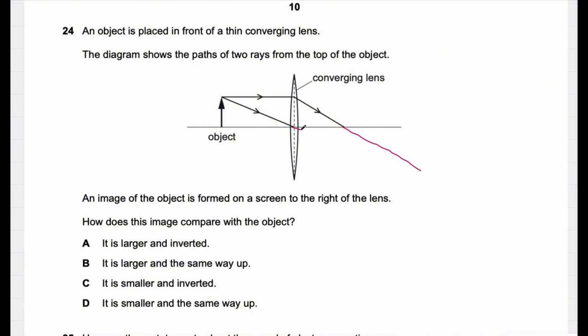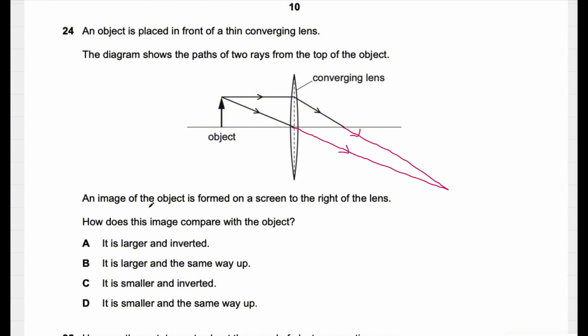Where they meet, that's where the image will be formed. You must use a ruler to get it absolutely straight. Okay, now the image, you show your arrow. This may not be exact because we are not using a ruler, we're just sketching.